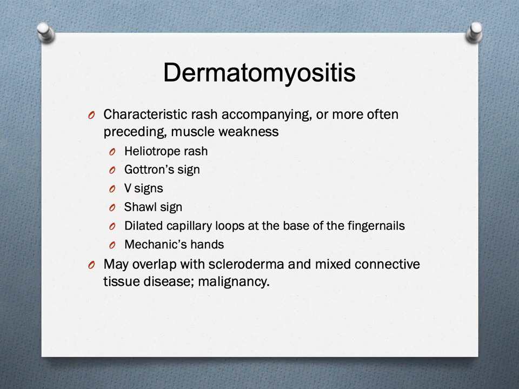Dermatomyositis is a type of myopathy that has a characteristic rash that either accompanies or precedes muscle weakness. Heliotrope rash and the Gottron sign, or rather the Gottron's papule, are the two pathognomonic skin lesions for dermatomyositis. Heliotrope rash is the violaceous discoloration on the upper eyelids of the patient, while the Gottron sign is the erythematous rash over the extensor surfaces of the joints such as the knuckles and the elbows, while the Gottron's papules are the elevated erythematous rash over the knuckles of the patient.